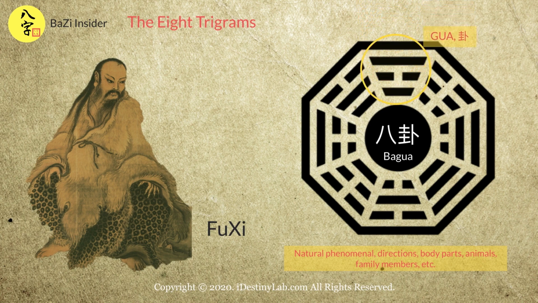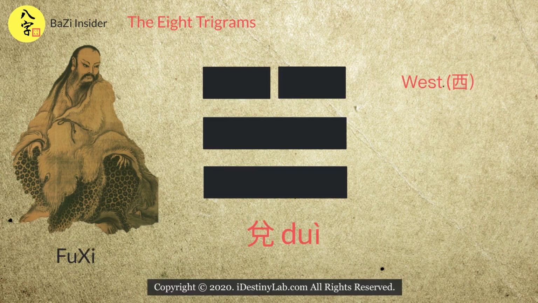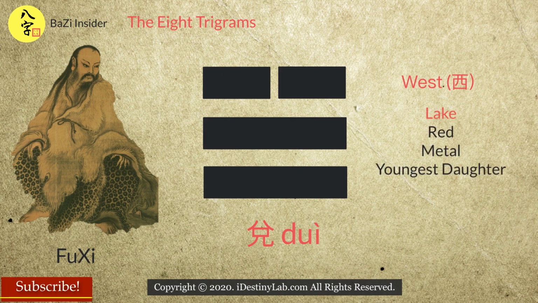So what are the 8 trigrams? Let's go through them one by one now. 乾卦 represents the northwest direction. It also represents heaven, white color, and father. Its 5 element is metal. 兑卦 represents west direction. It also represents the lake, red color, and the youngest daughter. Its 5 element is metal.